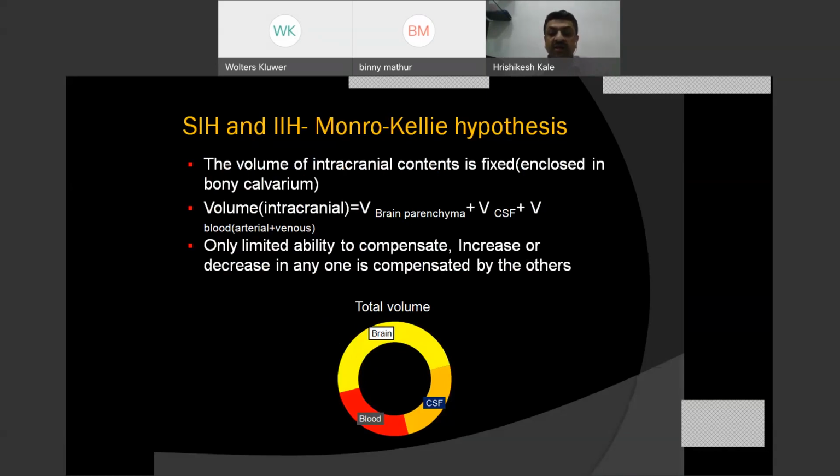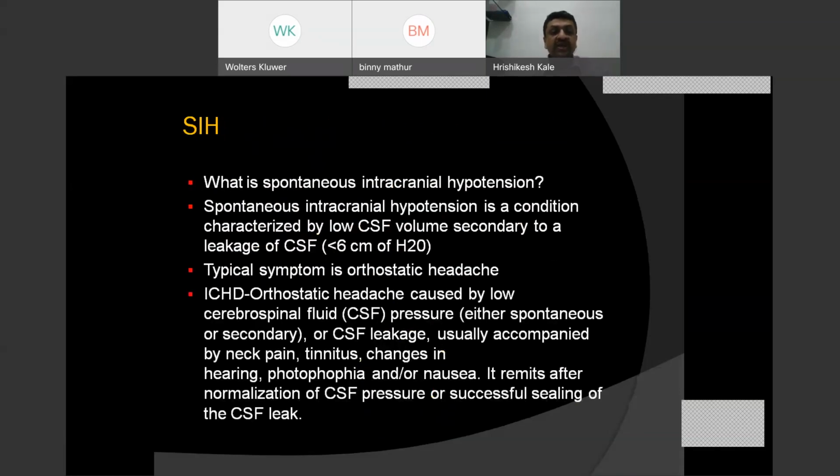If there is loss of CSF, then the blood has to increase intracranially to fill up that area, since a vacuum cannot exist, and brain parenchyma volume remains about the same. Once we understand this principle, it's easier to understand what happens in SIH and in idiopathic intracranial hypertension. So what is SIH?